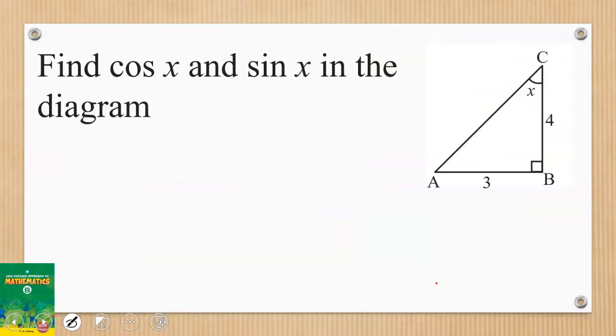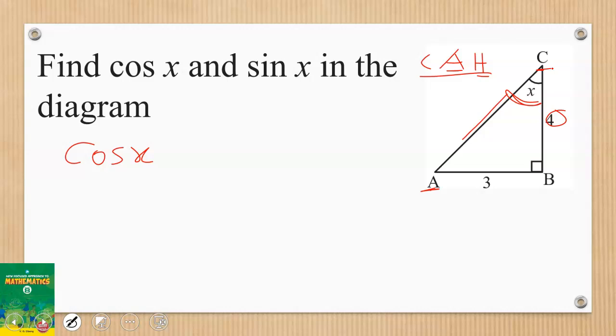Here they want us to find cos x and sine x. Now what is cos x? Cos x, again we say CAH for cos, so CAH means adjacent over hypotenuse. Adjacent of this angle is 4. Hypotenuse is not given, so it means we need to find the hypotenuse, which represents our AC.